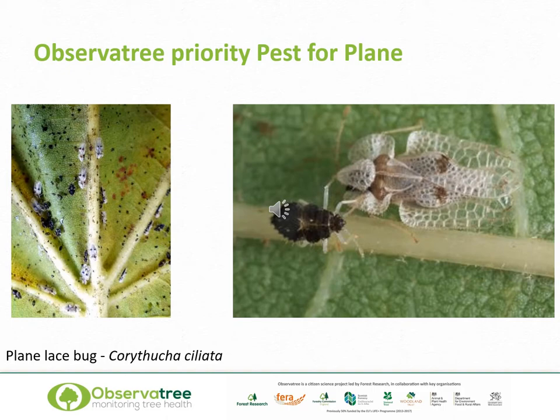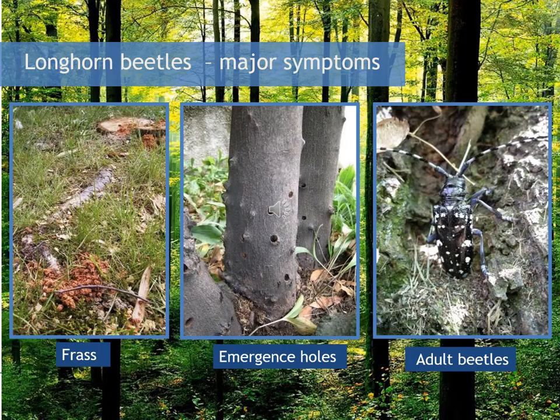The Asian longhorn beetle and the citrus longhorn beetle are native to Eastern Asia and pose a serious threat to a range of our native, naturalized, and introduced broadleaf trees, including many species grown as ornamentals.